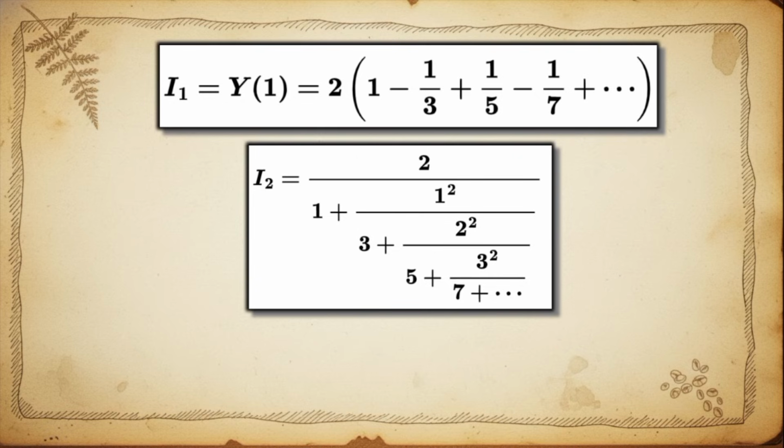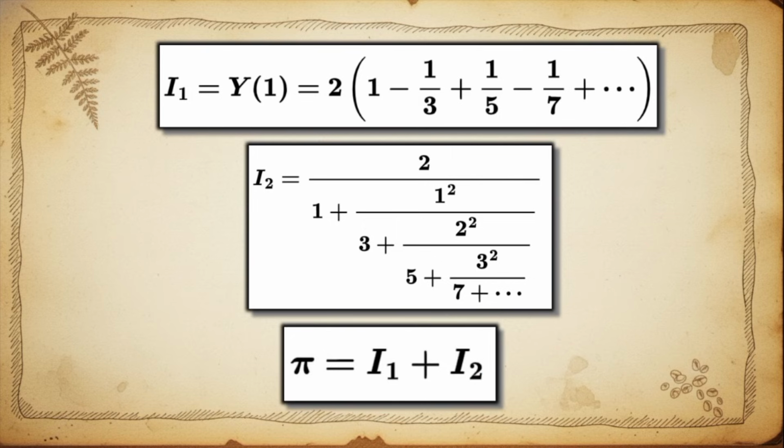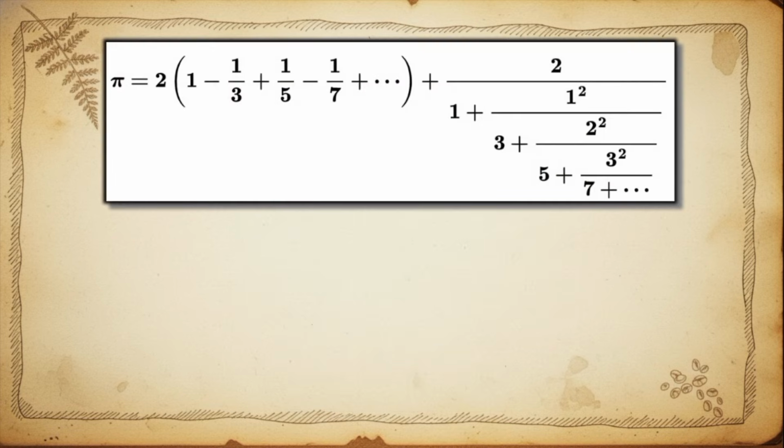And now, let's remember where we started. Our original integral for pi was just I1 plus I2. The whole is just the sum of its 2 parts. Simple as that. So all we have to do now is substitute. Where we had I1, we drop in our series. Where we had I2, we drop in our continued fraction. And there it is, the grand finale. Pi, expressed as the sum of these 2 gorgeous and completely different mathematical objects.